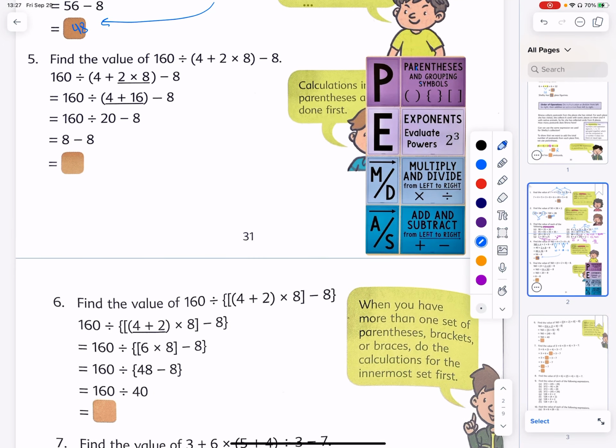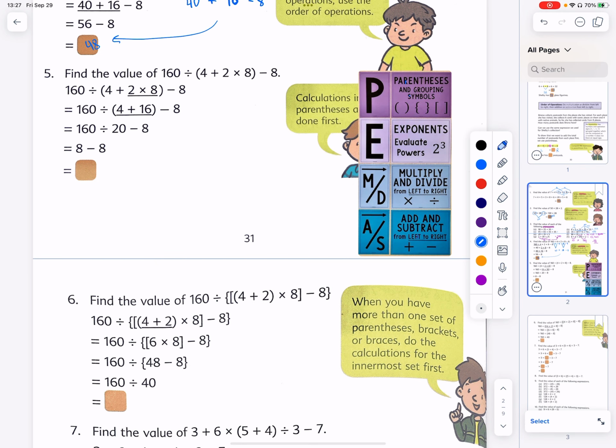Again, we have 160 divided by, open parentheses, 4 plus the product of 2 and 8, close parentheses, minus 8. Let's scan this expression left to right. This is your left and this is your right, just for those who have still hard time figuring this out. Sometimes I do. Let's look for parentheses. We do have parentheses. Let me highlight. This is the expression inside the parentheses, which we must solve first. Let's go for it. We have 4 plus 2 times 8. Well, we know 2 times 8, you can cross it lightly, is 16, and 4 plus 16 is 20.